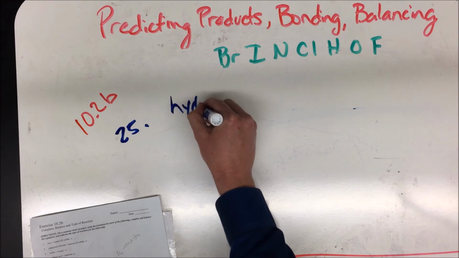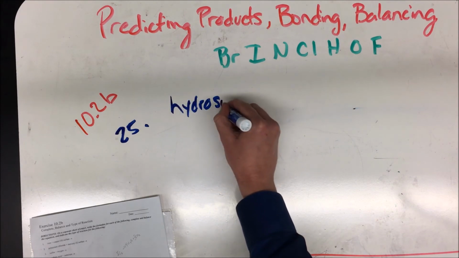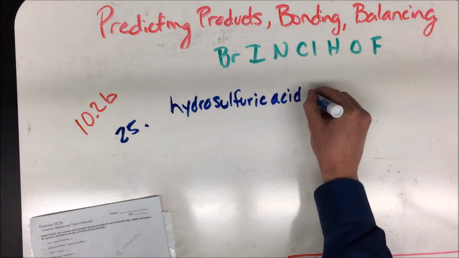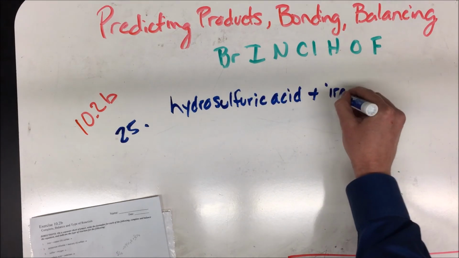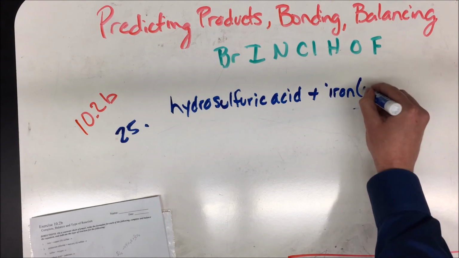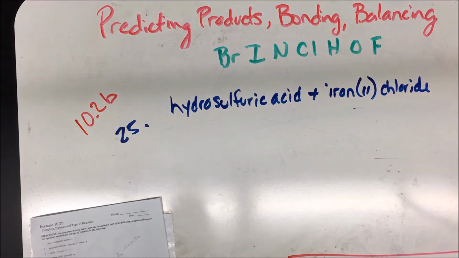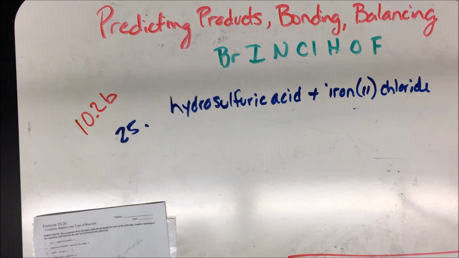It says hydrosulfuric acid plus iron 2 chloride. Okay? This gives people problems. The reason why it gives people problems is because most people are not super solid with their acid naming rules.